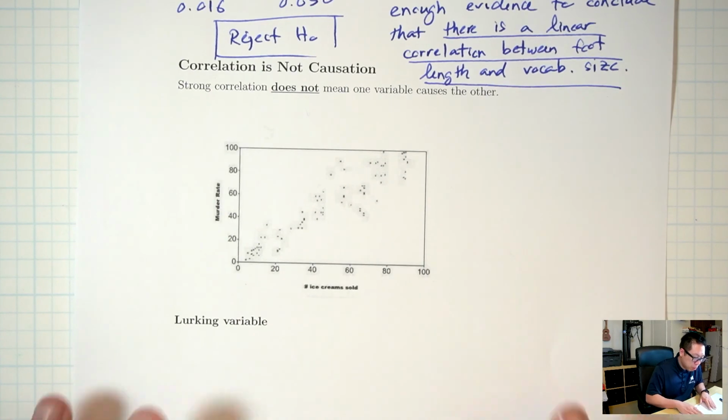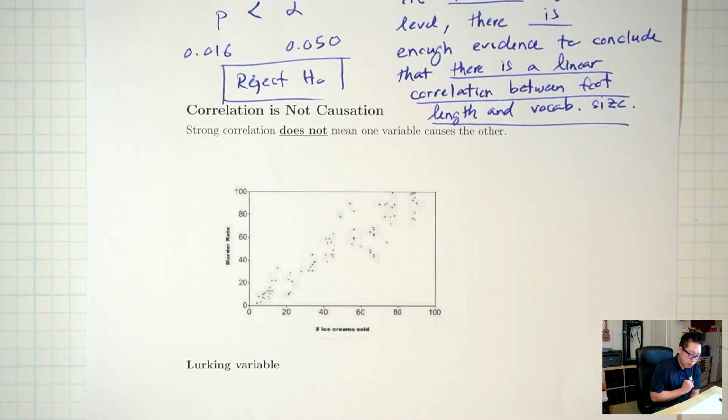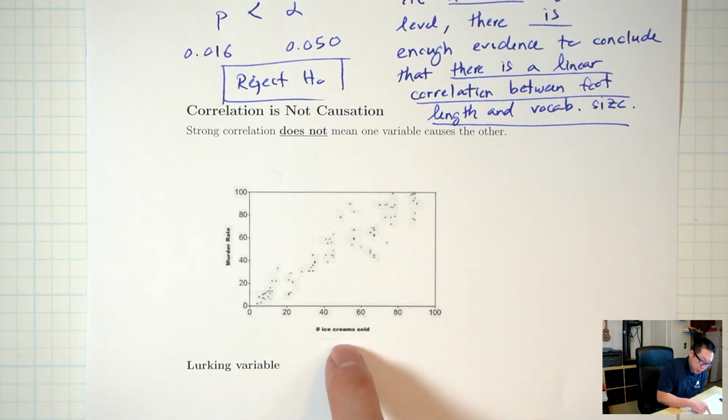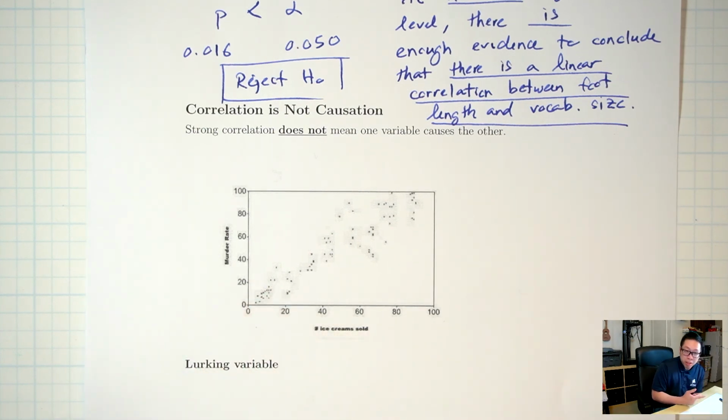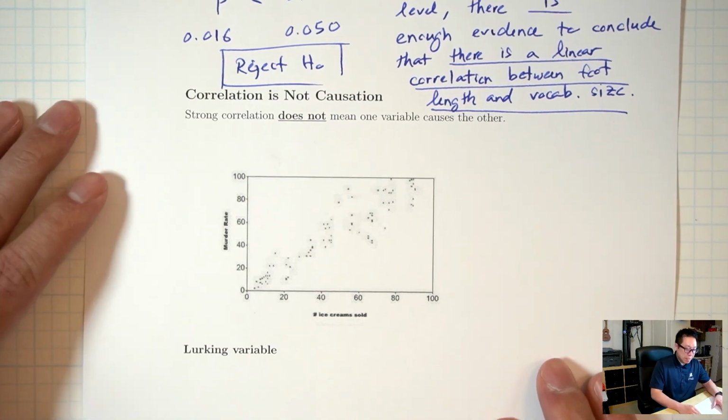And another, more famous example is this one. Here we have ice cream sold and the murder rate. Based on the scatter plot here, it looks like ice cream and murder are correlated. It does kind of look like a line. But does ice cream cause murder? Can't be. That's ridiculous.